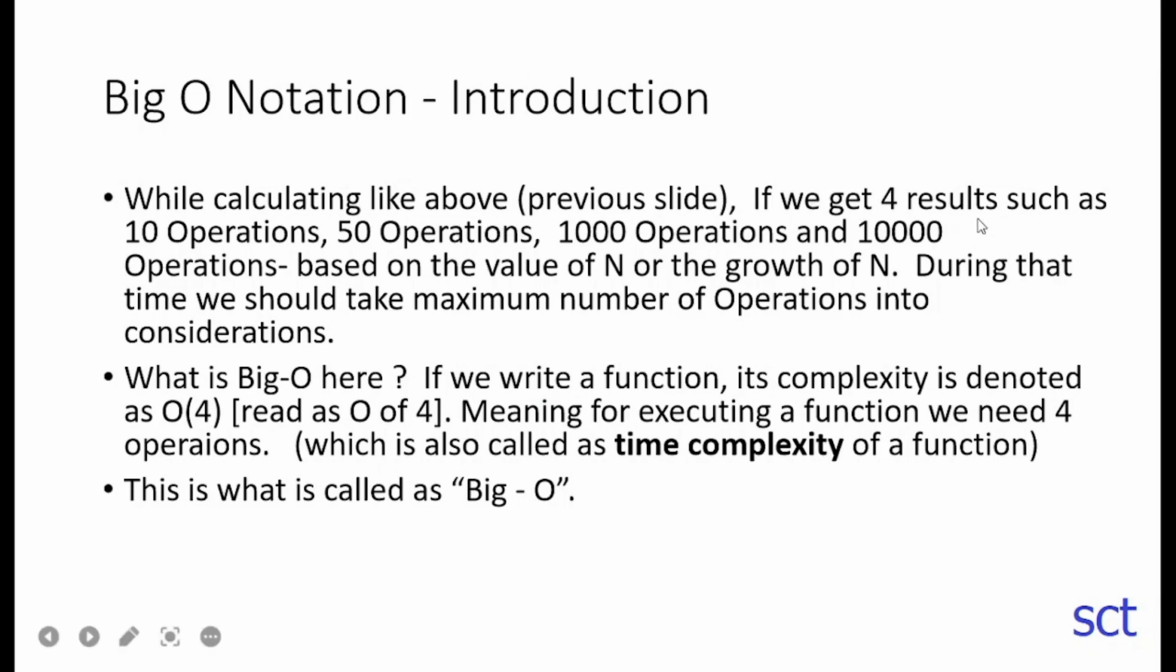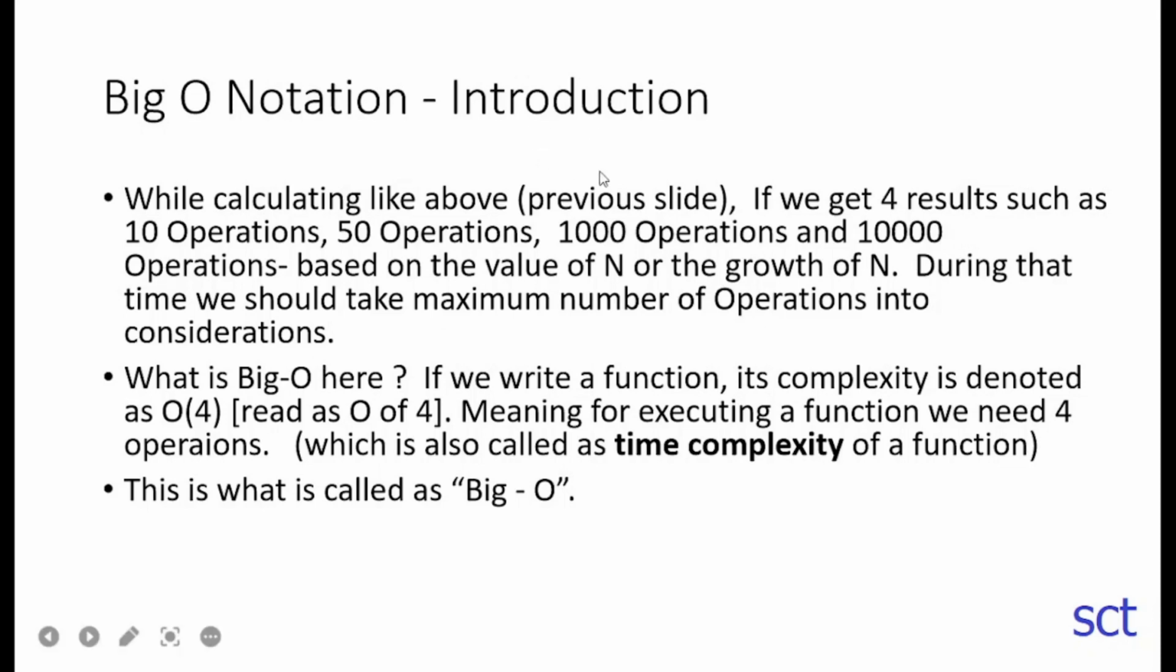For example, when you are calculating, we have 4 results such as 10 operations required, 50 operations required, 1000 operations required or 10,000 operations required for searching. If you have 4 results, then what we need to do is take the maximum. So we have to take 10,000 operations as required to perform the search operation.